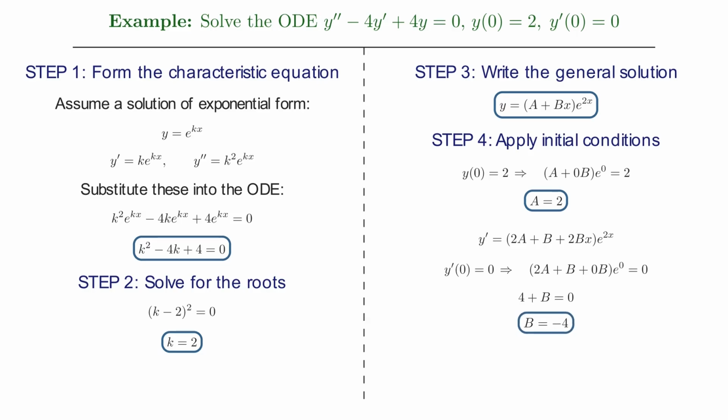Now we've found the values of a and b. We can substitute these into the general solution to get the particular solution. y is equal to (2 - 4x) e^(2x).